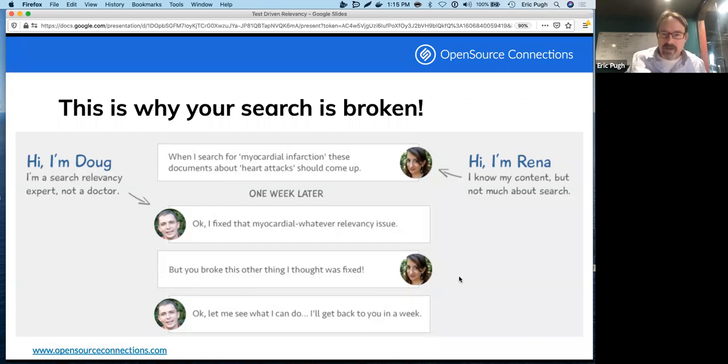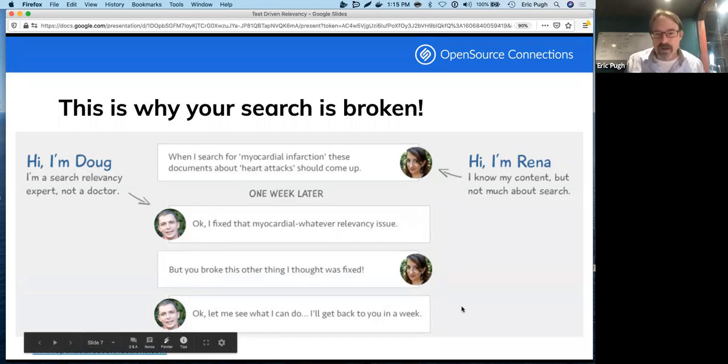But then Rena's next thing was, hey, sure, you fixed that one problem, but you broke something else, right? The process of fixing myocardial infarction broke another query. And of course, Doug said, okay, let me see what I can do. I'll get back to you in a week.